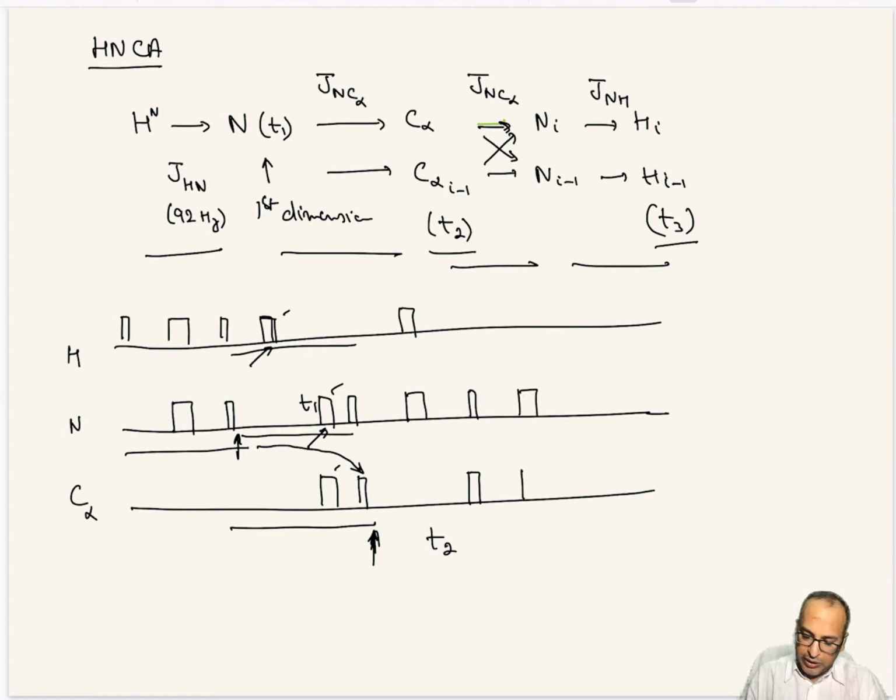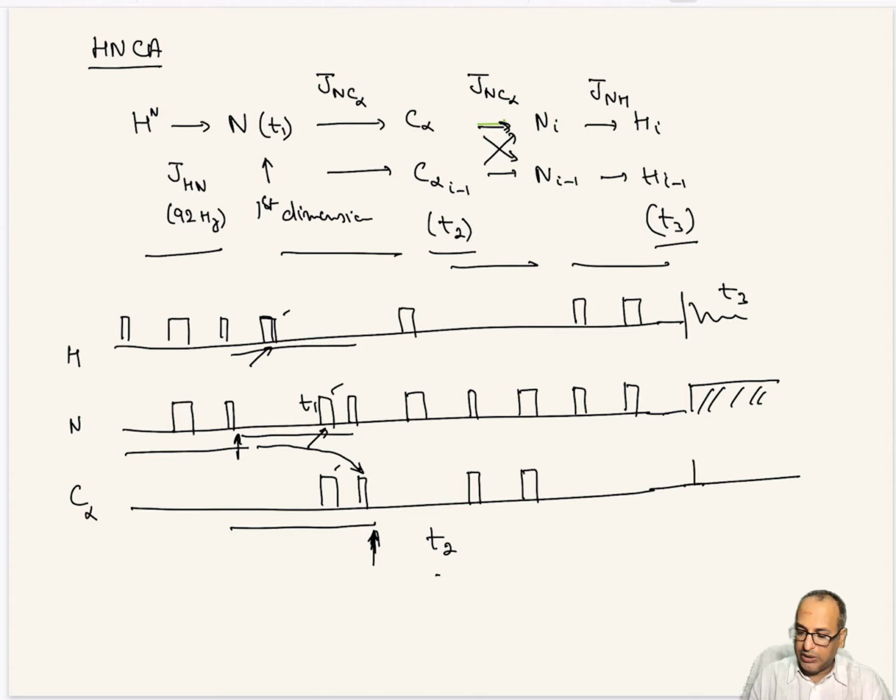So this is reverse INEPT, and then again reverse INEPT to transfer the magnetization back to proton. Then you evolve here under T3. So proton is labeled over here, carbon is labeled over here T2, and nitrogen is labeled in T1. And then you decouple nitrogen as well as carbon. So all of these are decoupled. So this is the basic pulse program scheme.